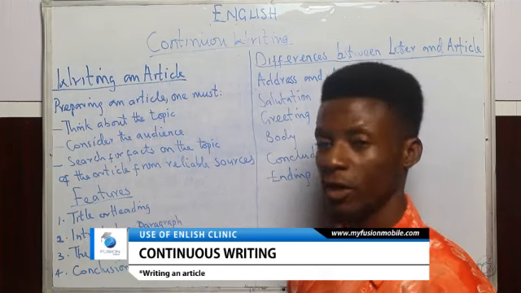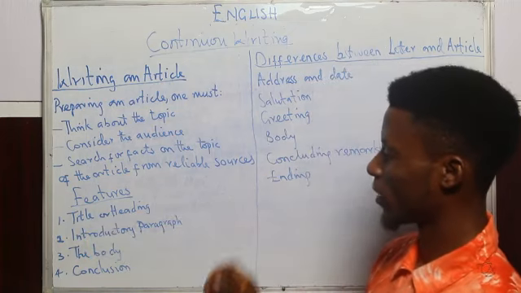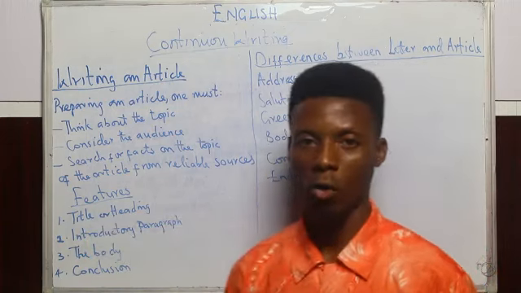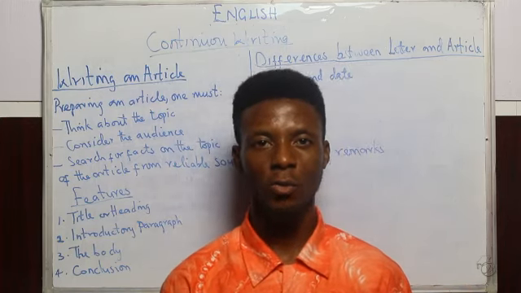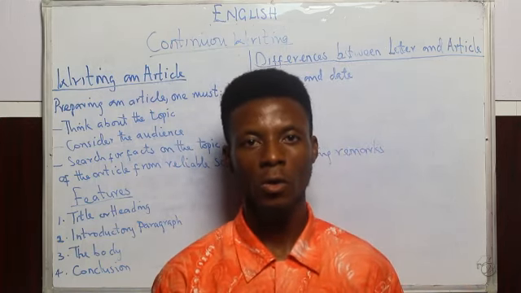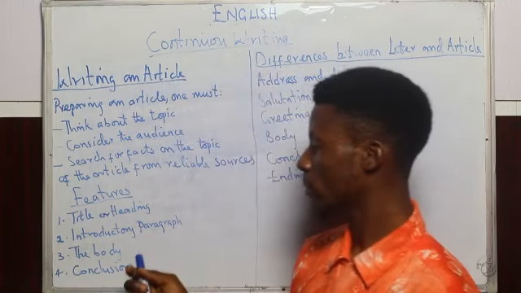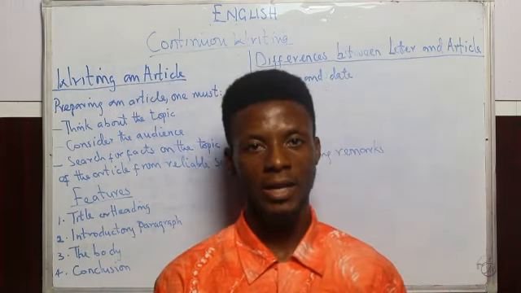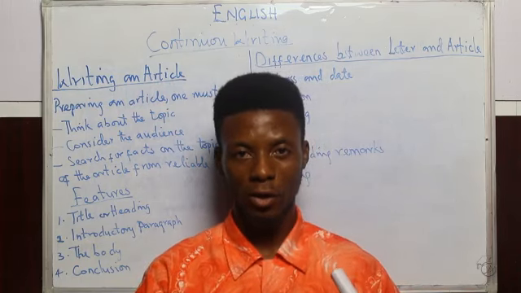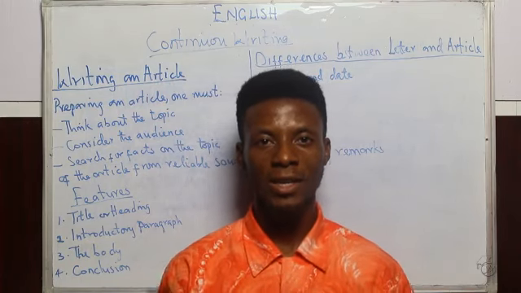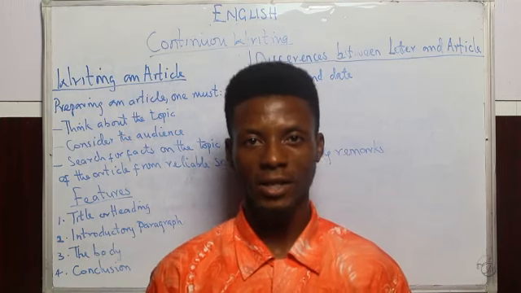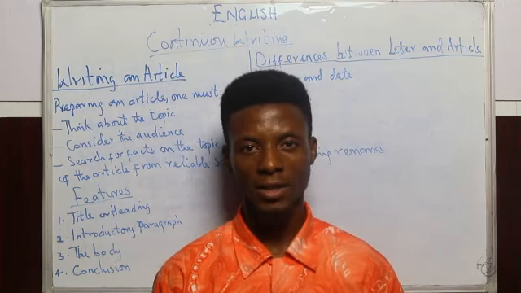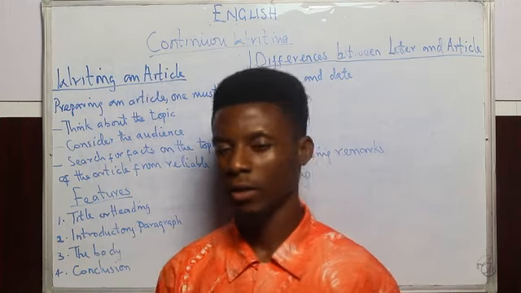The following are features of an article: the title or the heading. An article must always have a title or heading. It must have an introductory paragraph, just like every other essay, where the introductory paragraph is always an attention getter, a paragraph that attracts the attention of your reader.